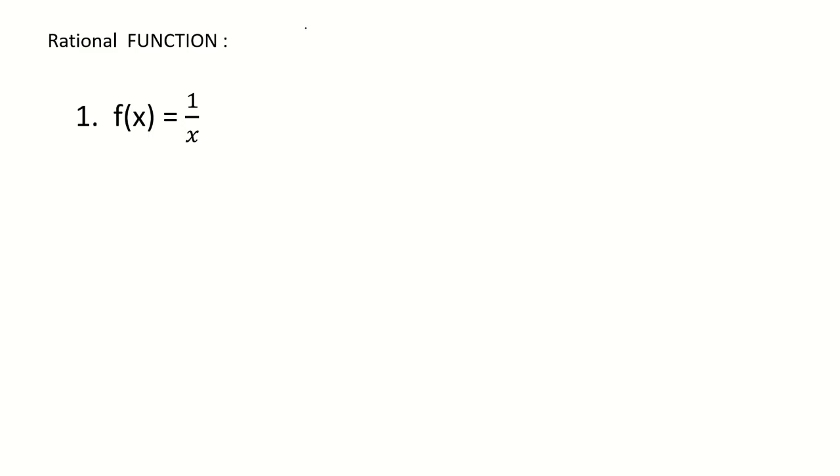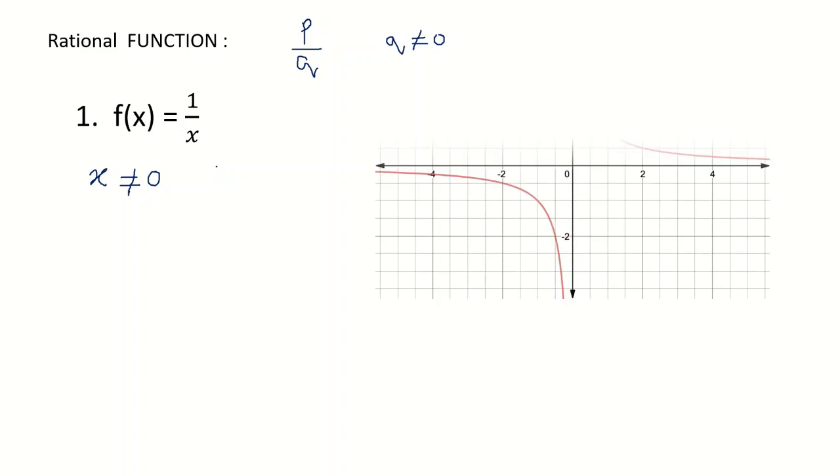First, let me tell you what a rational number is. Let p by q be any fractional number where q must not equal 0. This kind of number is defined as a rational number. Here the function is also the same, where f(x) equals 1 by x, where x must not equal 0. So this is a rational function. This is just the basic graph of a rational function, and hence we plot the graph.